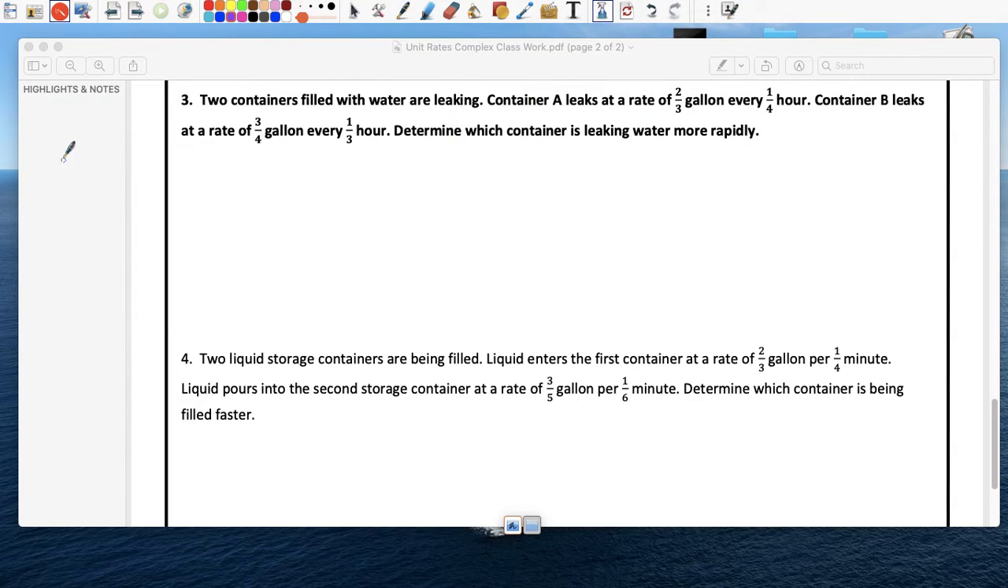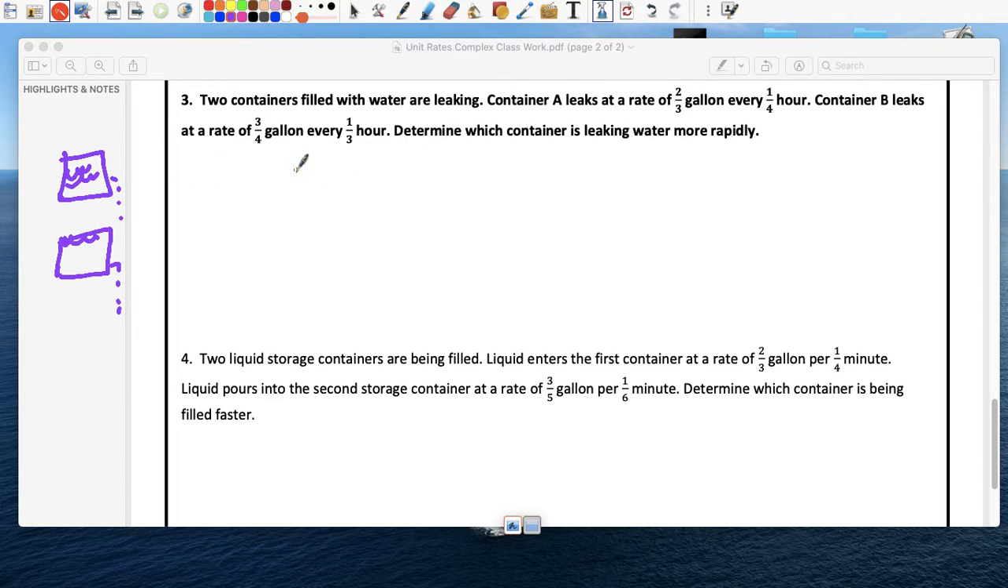So you have 2 containers. Está lleno de agua. El otro contenedor está aquí, del mismo tamaño. Hopefully, same size. Con agua. Y está perdiendo agua. It's leaking water. Right? ¿Quién pierde agua más rápido? So we have 2 containers.